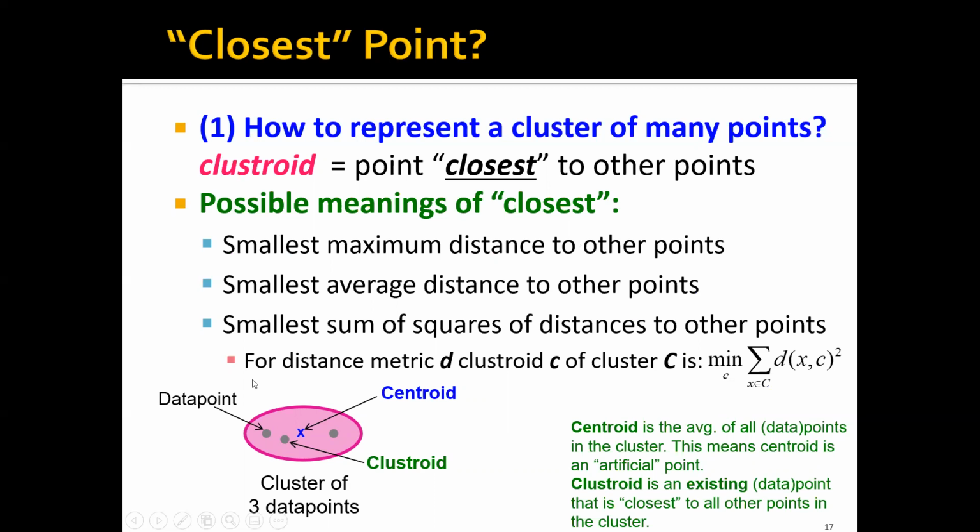And here we have different possible meanings of closest. One meaning can be the smallest maximum distance to other points, or it can also be the smallest average distance to other points, or it can also be the smallest sum of squares of distance to other points. For example, for some distance metric, this term will be the square of the distance between a potential clustroid and a data point. And we want to minimize the sum of the squares.